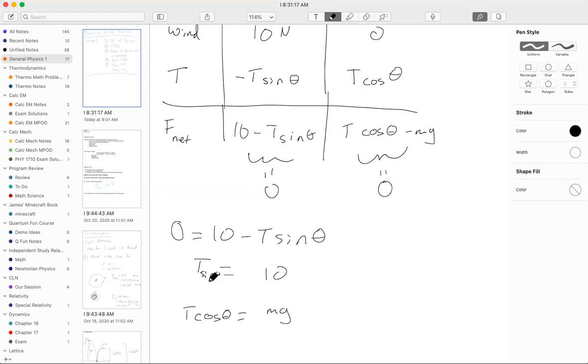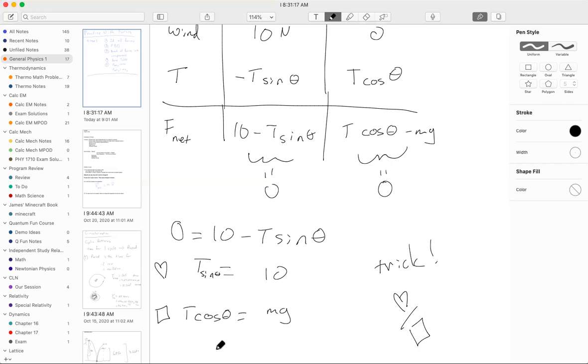All right, so now this is a little bit tricky to solve. T sine theta is 10, T cosine theta is mg. How can you do that? It's not a linear equation. It's got trig stuff. There's a trick. Let's call this equation heart. Let's call this equation square. Take equation heart, divide it by equation square.